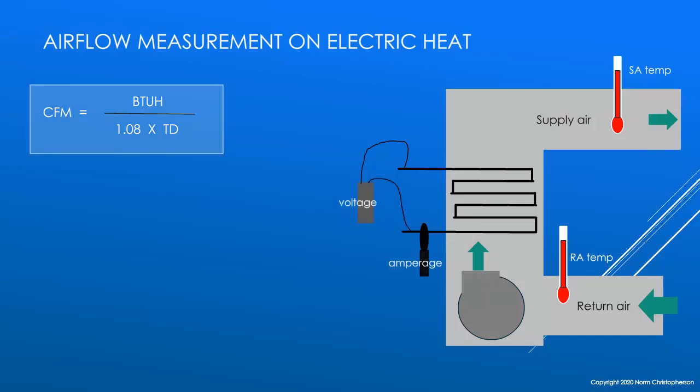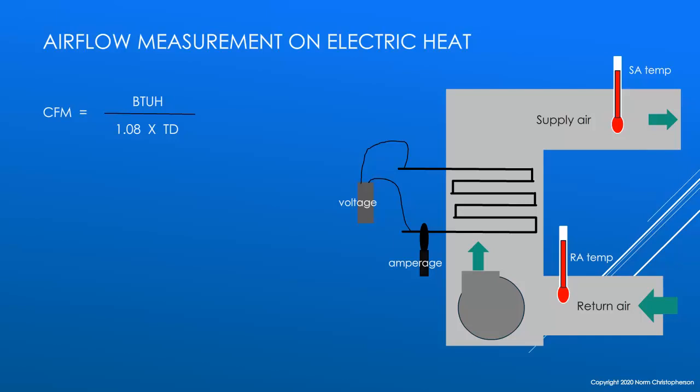We will use the math equation on the left. The airflow in CFM is found by dividing the actual output BTU per hour of the heater by the value of 1.08 times the temperature differential of the air. The value 1.08 is a conversion factor that makes this equation work.